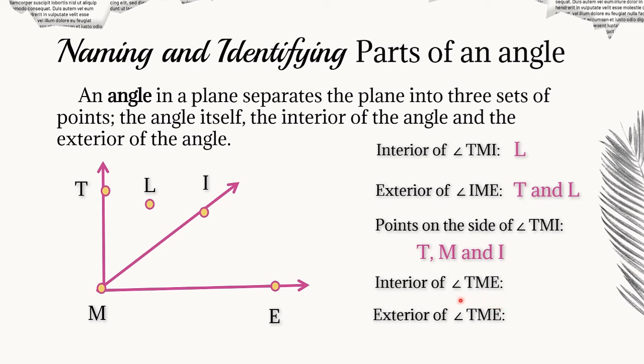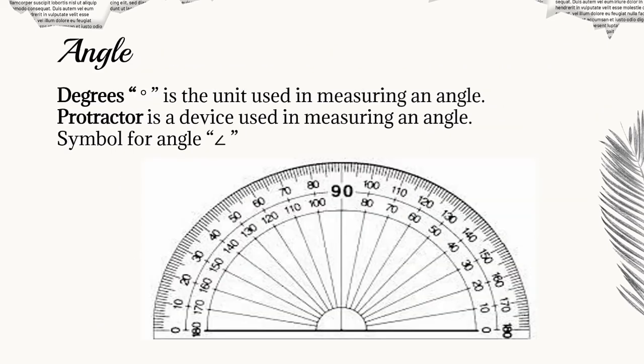How about the interior of angle TME? Saan ba yung angle TME? Ito, T, M, and E. Interior, ibig sabihin, nasa loob, pero wala sa side ng ating angle. That will be L and I. Those are the interior. How about the exterior of angle TME? Pag sinabing exterior, sa labas. So, ito yung angle natin, TME. Meron ba tayong nasa labas na points? Since wala, ang lalagay natin ay none.